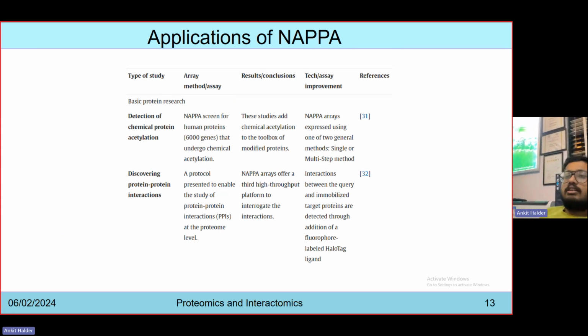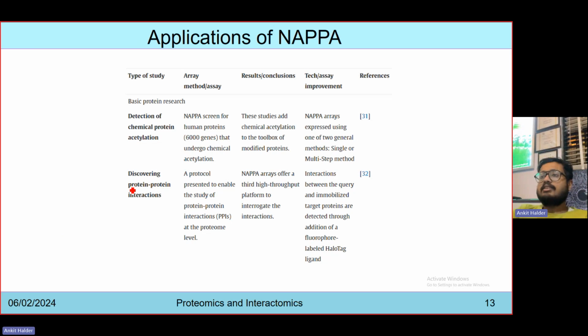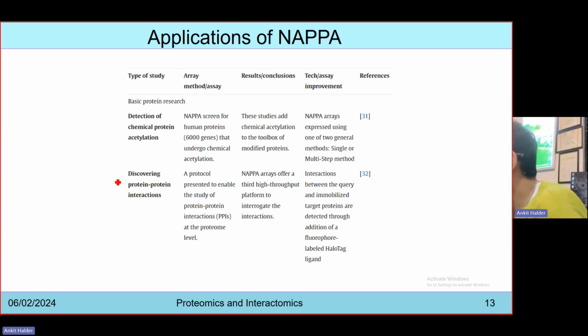Applications. So now if we see the different applications: detection of the chemical protein acetylation for human proteins. So these are all part of the publications that have been using different NAPA arrays and have been used to find out different functions, different structures and different applications of the protein microarrays.